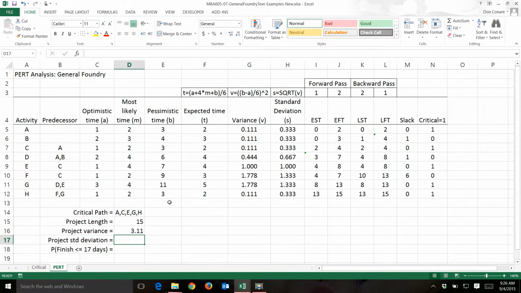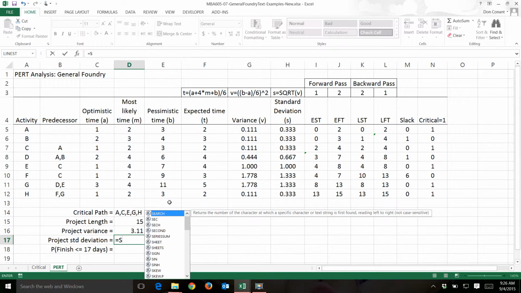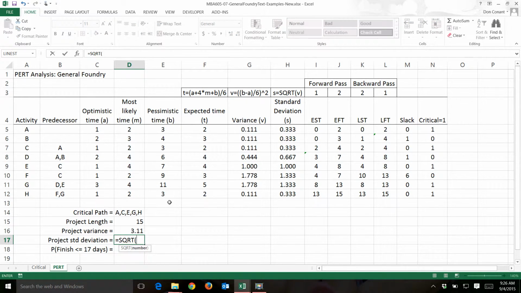Project standard deviation, about the only way to get the standard deviation. You can't add the standard deviations for the activities on the critical path and get the right answer. The only way to arrive at the standard deviation is to remember the relationship between the variance and the standard deviation, and that is the standard deviation is always the square root of the variance. So we have the variance, we'll take the square root of the variance, and that will give us the standard deviation.